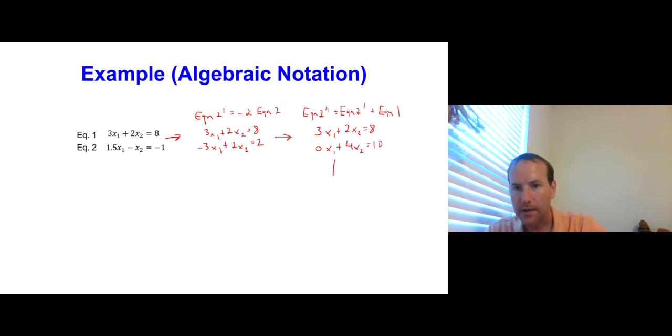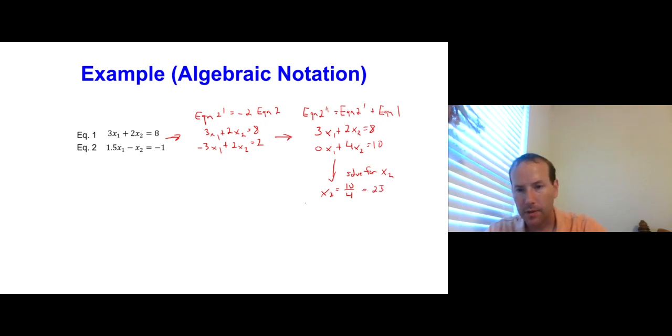like this. And so we can now solve for x2. And so when we do that, we get x2 equals 10 over 4 equals 2.5.